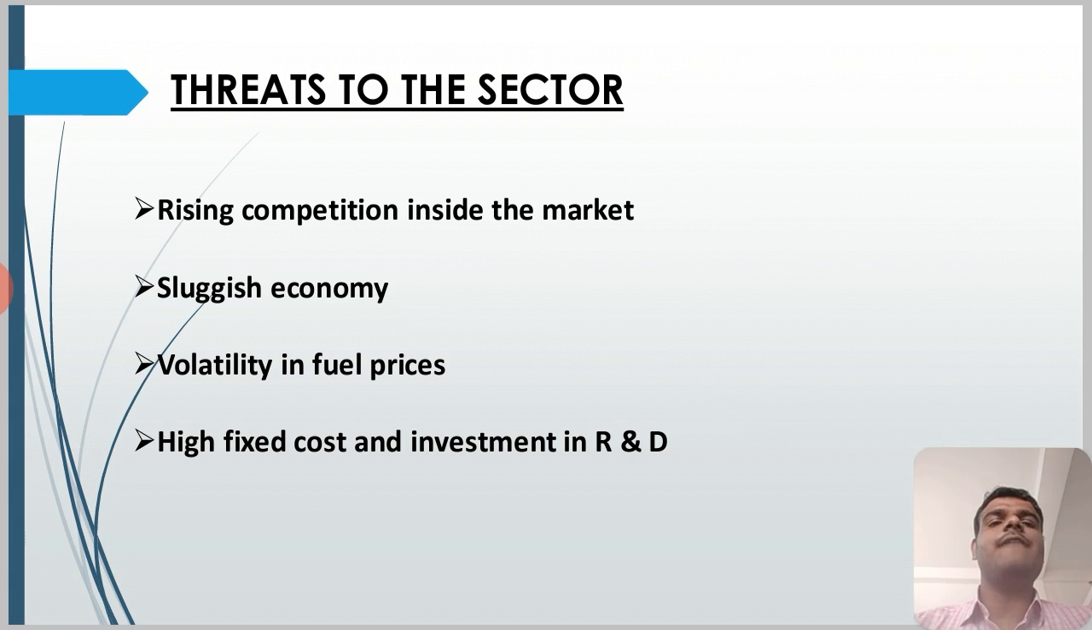Fourth one, high fixed costs and investment in research and development. Due to the fact that the mature markets are already overcrowded, the industry is shifting towards emerging markets by building facilities like R&D centers in these markets. But the return on investment out of this decision is yet to be capitalized.